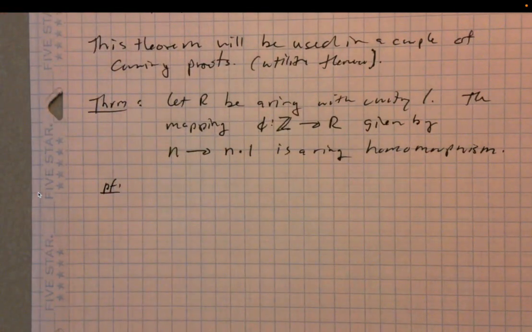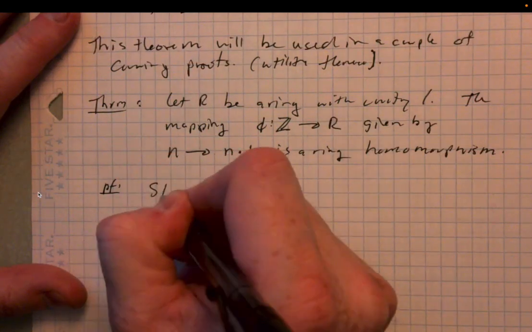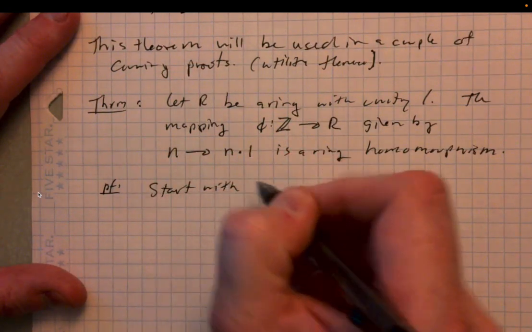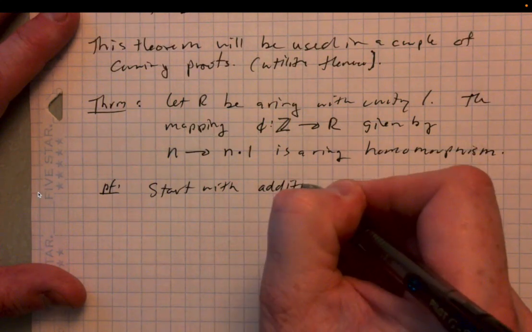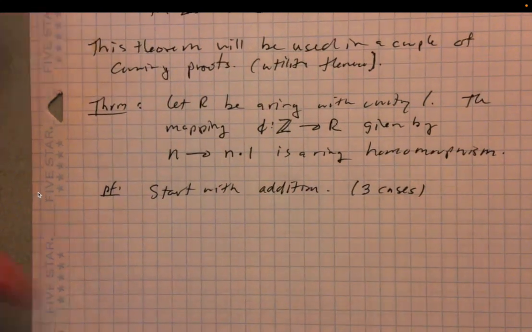So what do we have to prove? Well, we have to prove that it preserves operations. And so we'll start with the addition operation, and there are 3 cases. Case 1 is where the 2 elements are both positive integers. Case 2 is where they're both negative integers, and case 3 is where one is positive and one is negative. You have to take them separately because the arithmetic looks different.